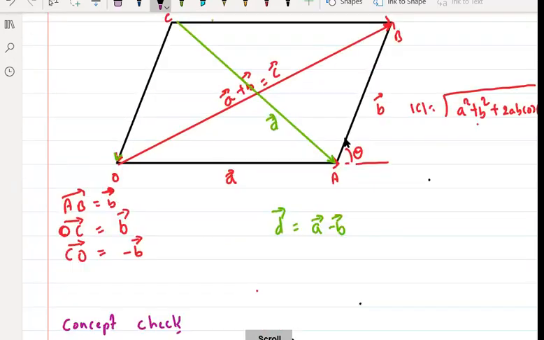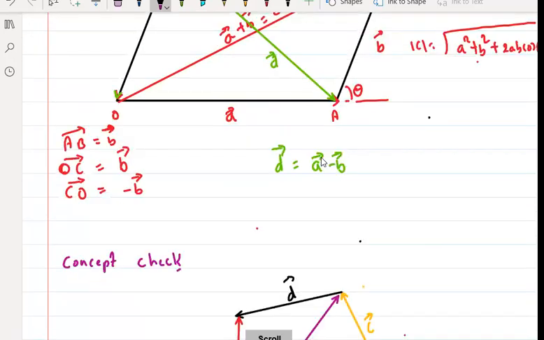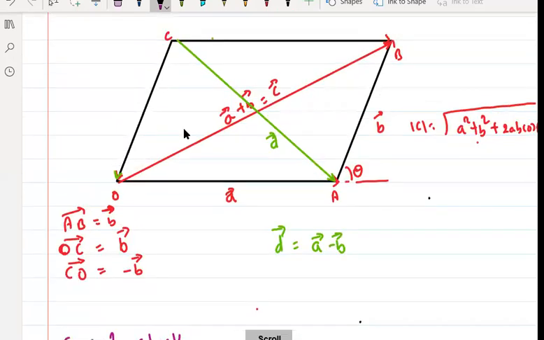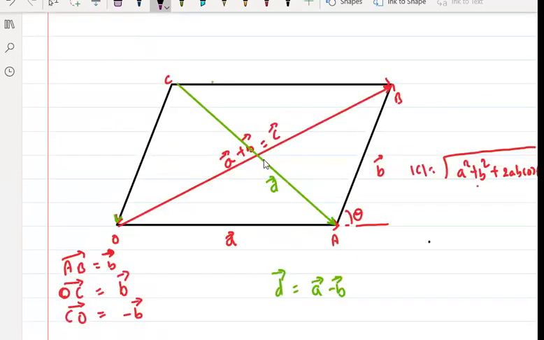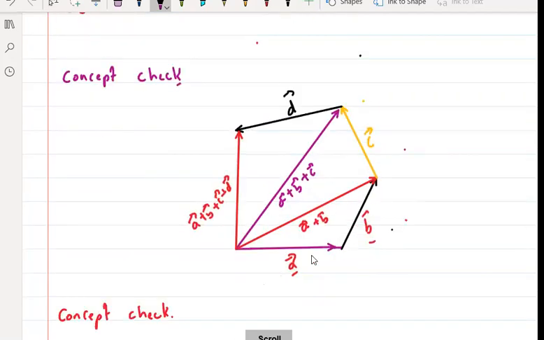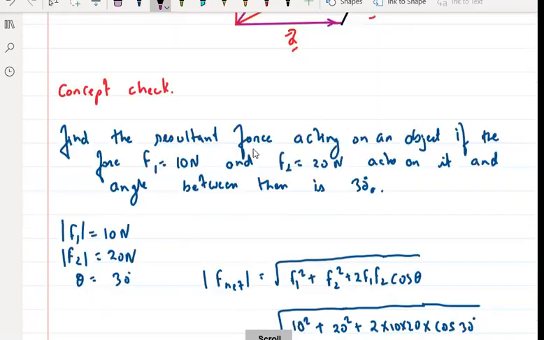Okay, so this is the example of how this vector OB represents A plus B vector and how this vector CA represents A minus B vector. So this was a concept check, which is also called the Polygon Law of Addition. Vector A plus vector B will give me this red line, which is A plus B vector. A plus B vector plus C vector will give me A plus B plus C vector. A plus B plus C vector plus D vector will give me A plus B plus C plus D vector. This is your polygon law.